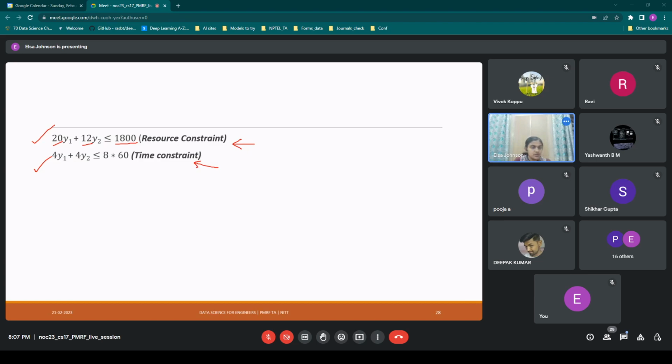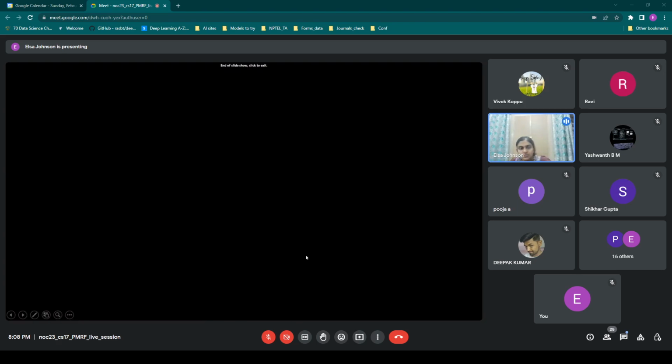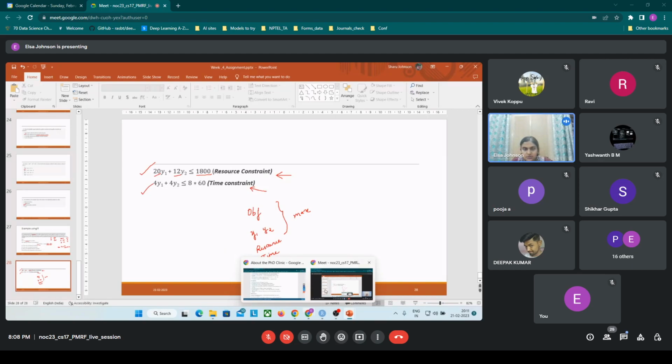So you have an f of x, a resource constraint, and a time constraint. You should have an objective function, you should have the variables y1 and y2, and you will have some constraints which will decide what your maximization problem will be. The whole objective is to maximize the sales. Now I'll shift to the R window. Just wait a moment.